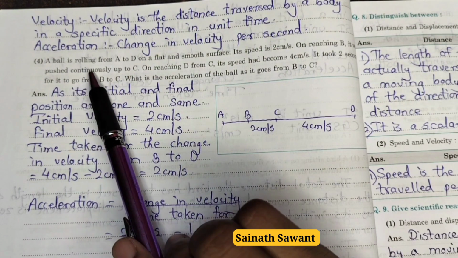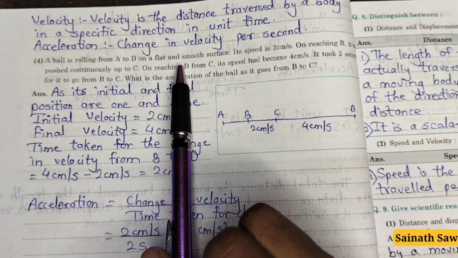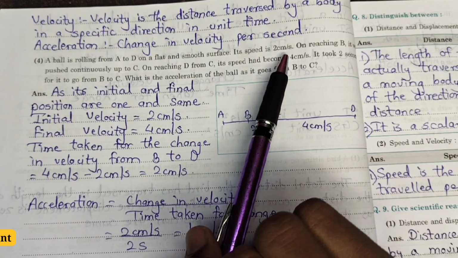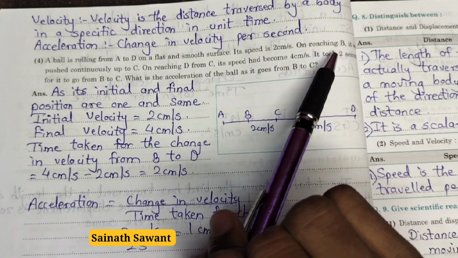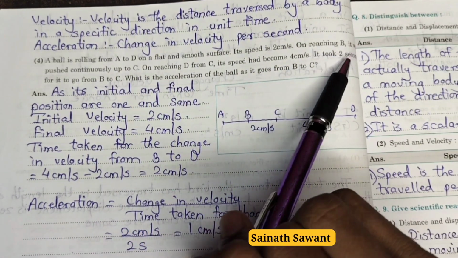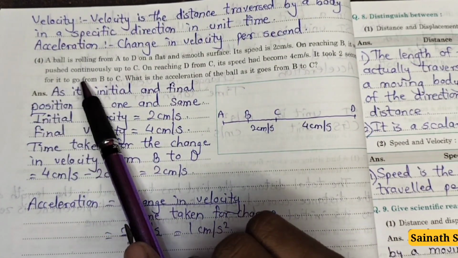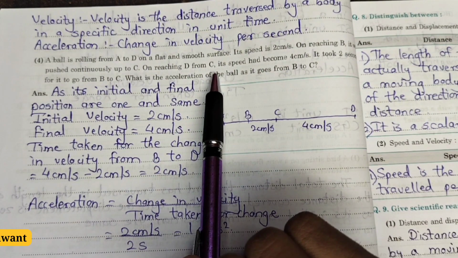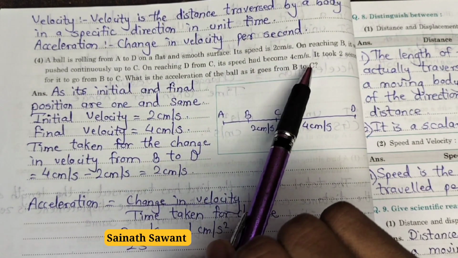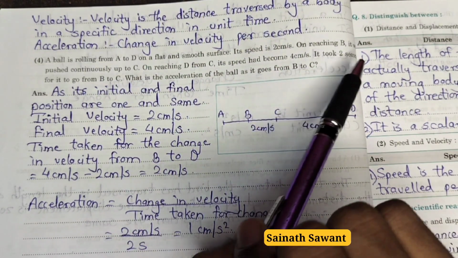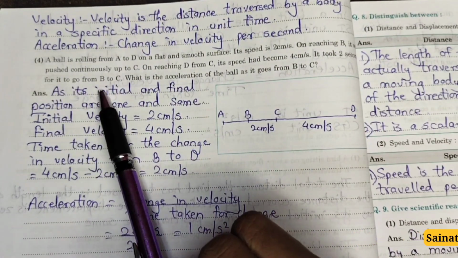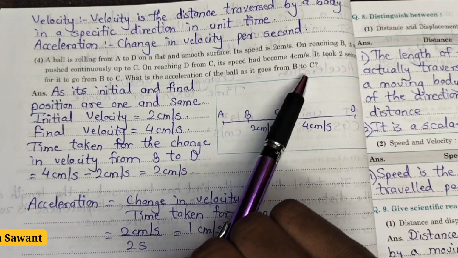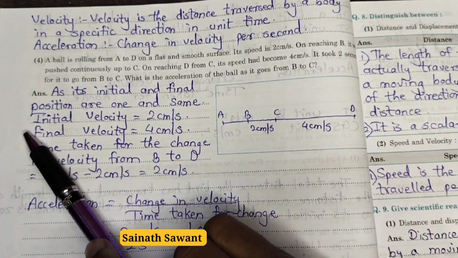Fourth, a ball is rolling from A to D on a flat and smooth surface. Its speed is 2 cm per second. On reaching B, it was pushed continuously up to C. On reaching D from C, its speed has become 4 cm per second. It took 2 seconds to go from B to C. What is the acceleration of the ball as it goes from B to C?